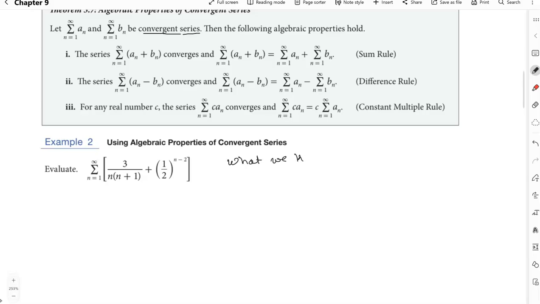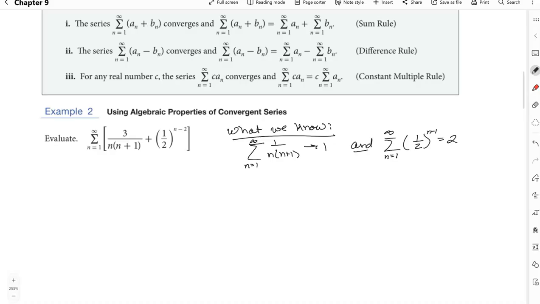What do we know? We know the sum of 1 over n times n plus 1 as n goes from 1 to infinity goes to 1. We talked about that a little bit ago. And I'm going to tell you that the sum from n equals 1 to infinity of 1/2 to the n minus 1 is going to go to 2. Now, we haven't proven this, but we could use our Excel spreadsheet and we would see that.